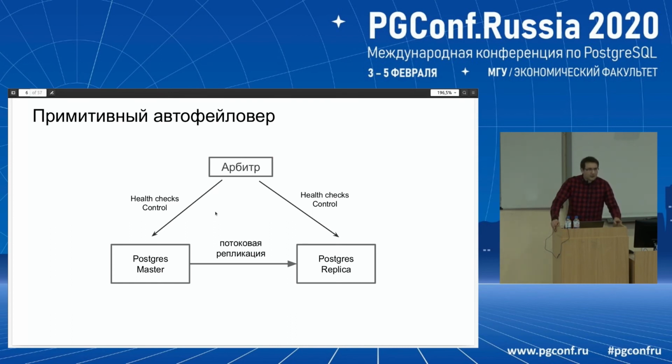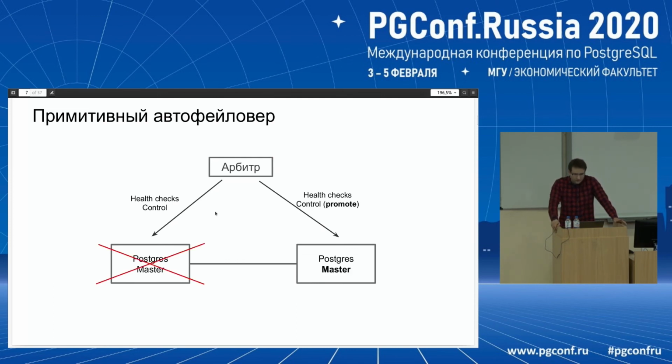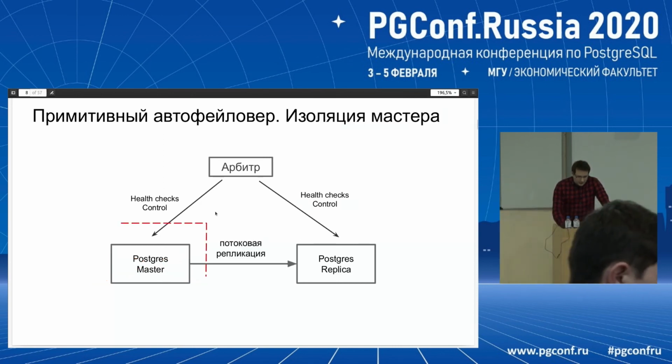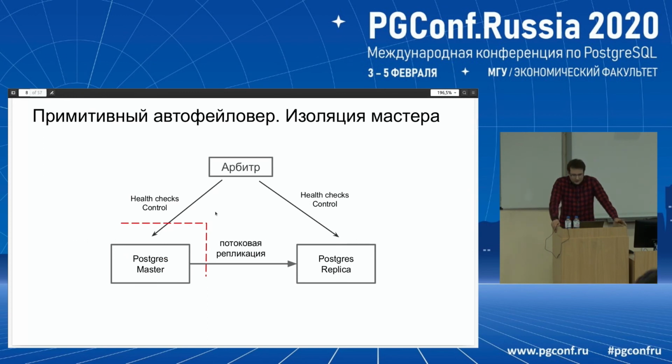So how could we present a primitive auto-failover when we have a master and replicas? We can put an arbiter, a third service, up there that would check the hosts of the nodes and also send some managing signals. If the master is failing, then this arbiter could do the simplest thing: it can send a promote signal to the replica, and it would then become the master.